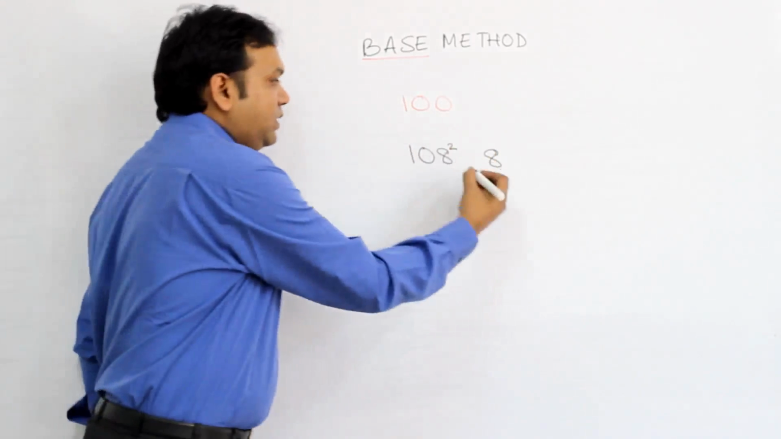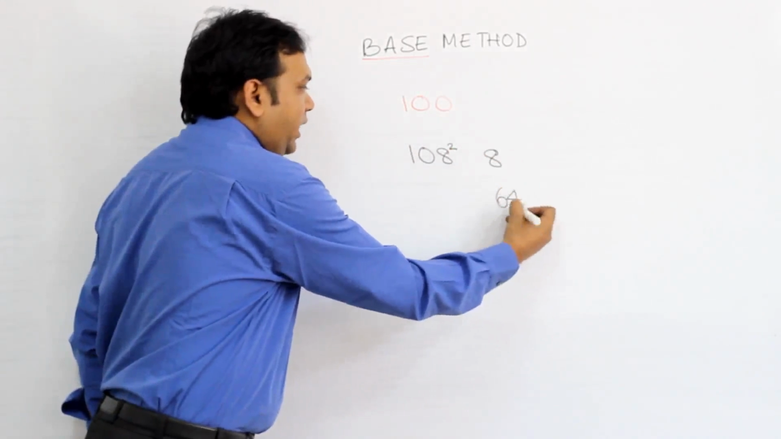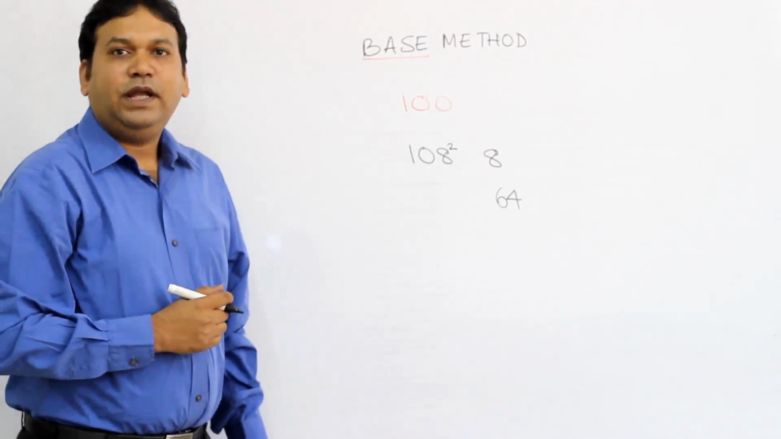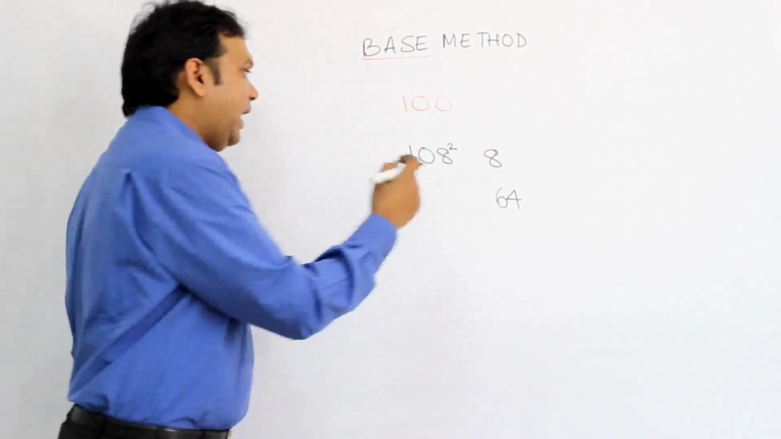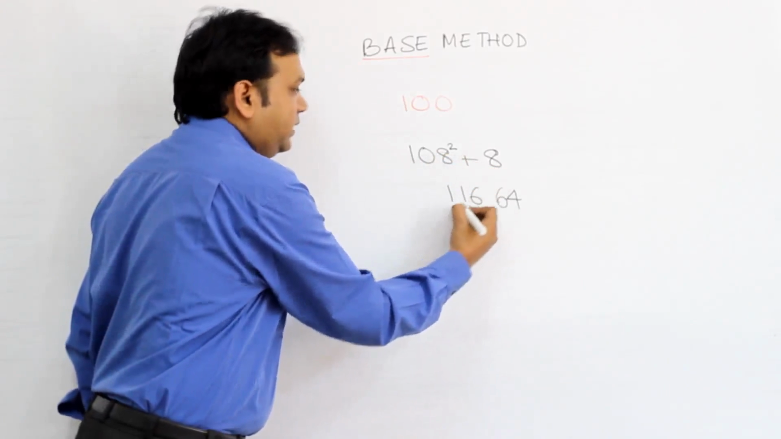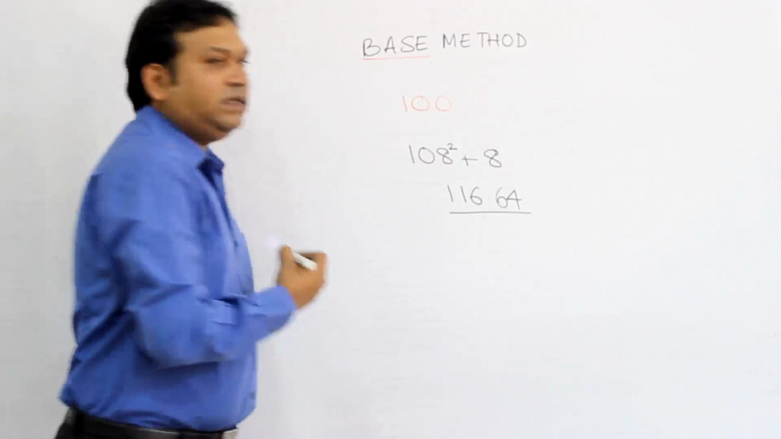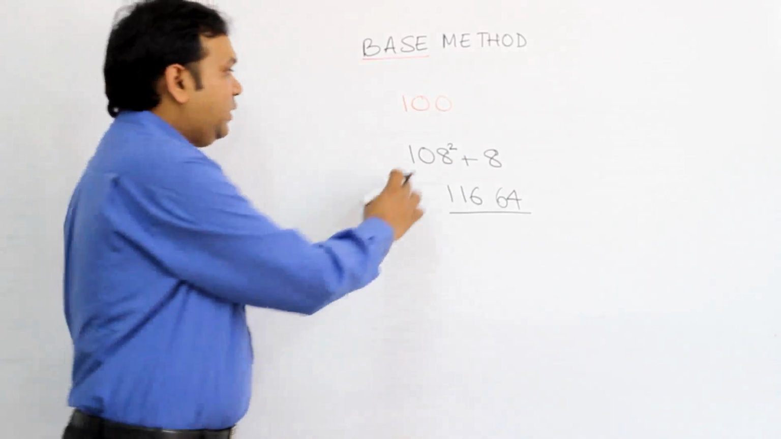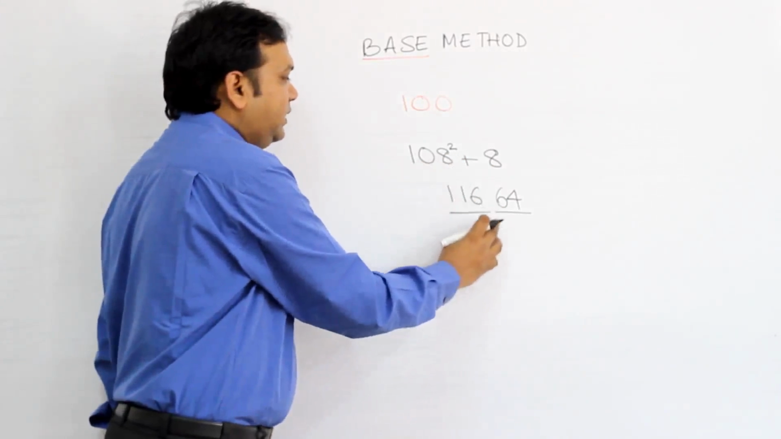So what we do is we directly find out 8 square. 8 square is 64, and then a very simple step: we add up 8 and 108, and that gives us 116. You see your answer: 11664. So 108 square is 11664.